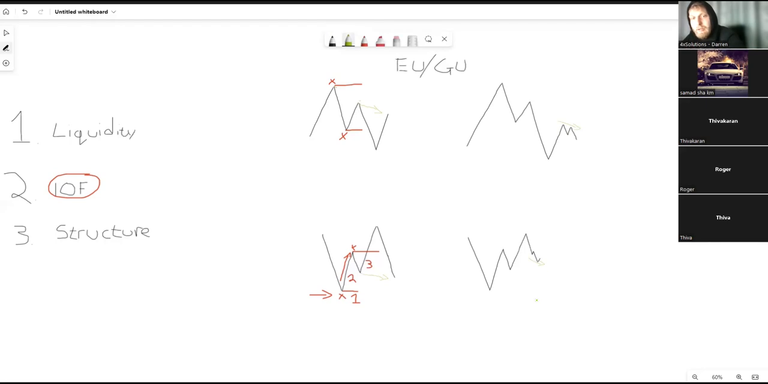Where can you get in? The confirmation is what? Order blocks, mitigation, void. Well, in this case, the confirmation is the breaker, or the mitigation block.